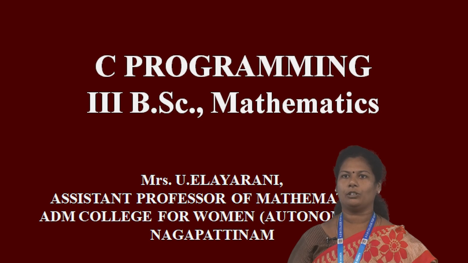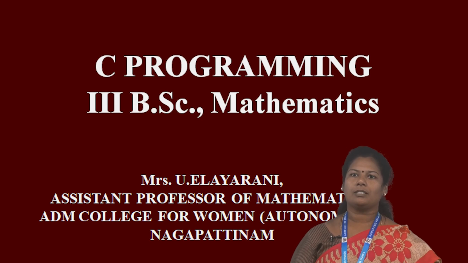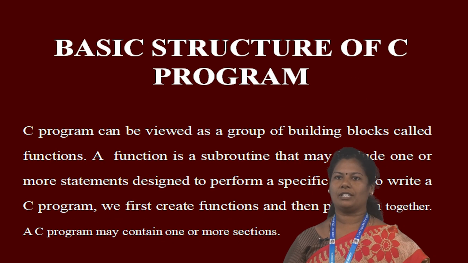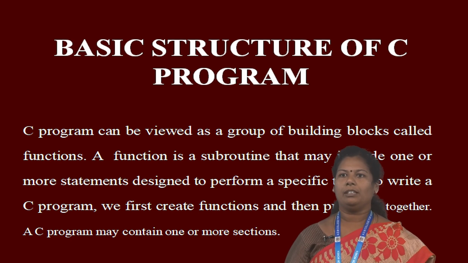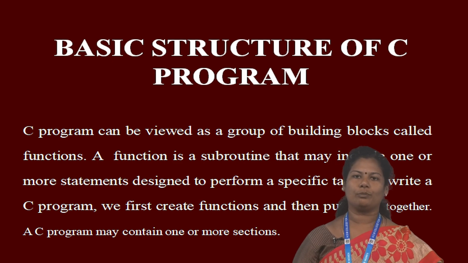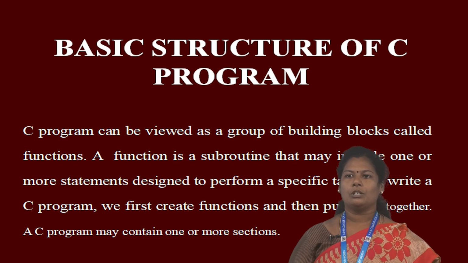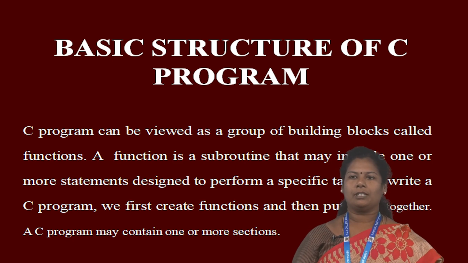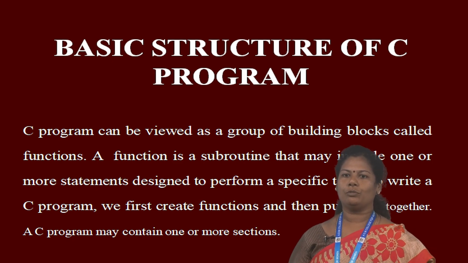College for Women, Autonomous. Now we discuss some basic structure of C programming and constants. C programming can be viewed as a group of building blocks called functions. A function is a subroutine that may include one or more statements designed to perform a specific task. To write a C program, we first create functions and then put them together.